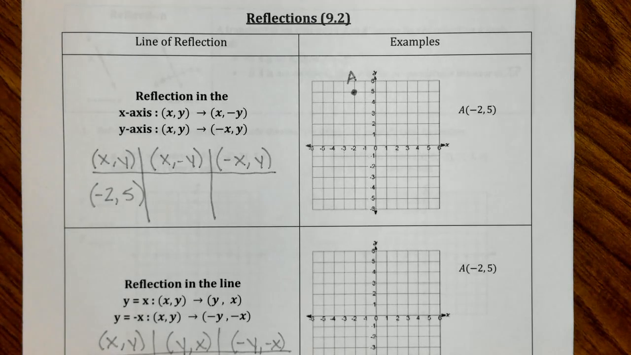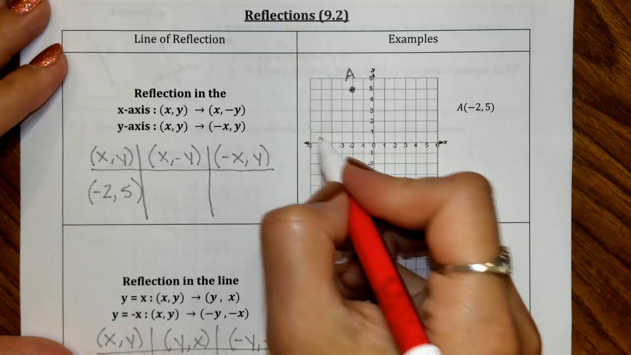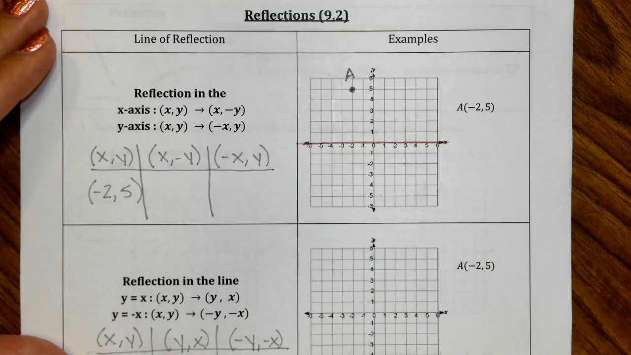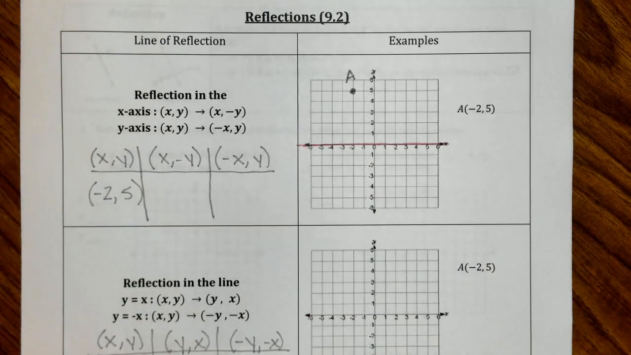So if you want to pause and set this up, or set it up as we go, what we're going to be doing is looking at reflection on the x-axis and the y-axis first. So first, looking at your x-axis, remembering where your x-axis is, right here. So we're going to reflect point A, which I already have plotted.